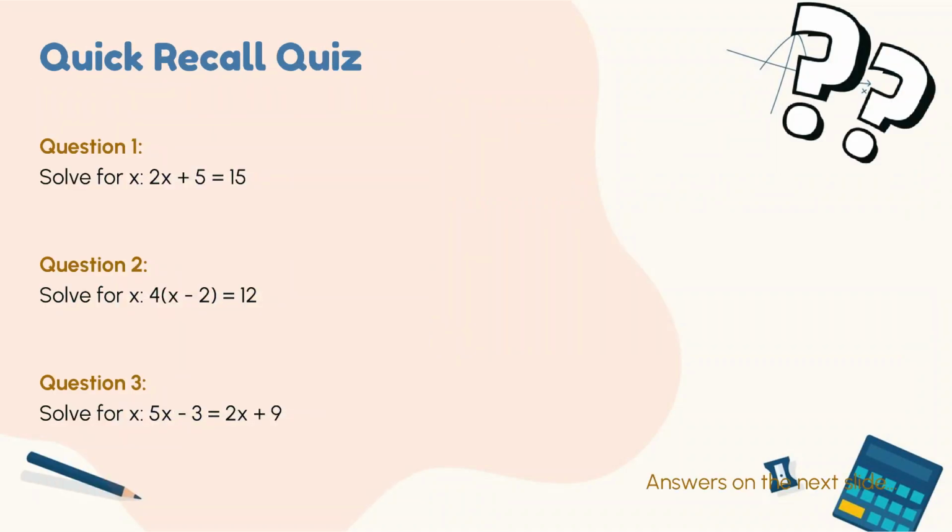Let's do a quick recall quiz to check your equation skills. Question 1. Solve for x. 2x + 5 = 15. Question 2. Solve for x. 4(x - 2) = 12. Question 3. Solve for x. 5x - 3 = 2x + 9. Pause the video and try all three before checking the answers.